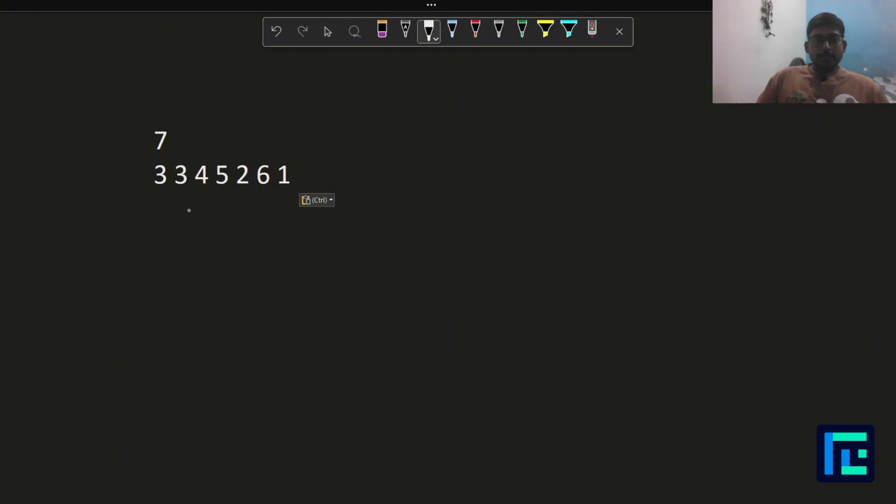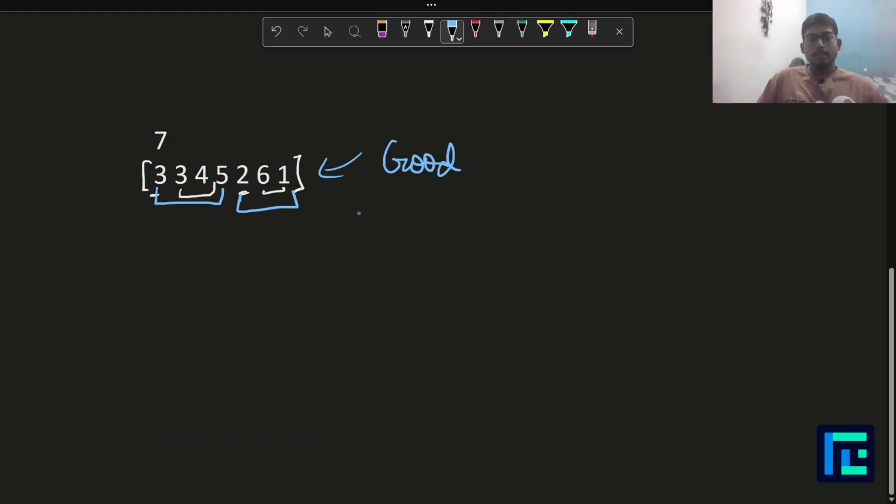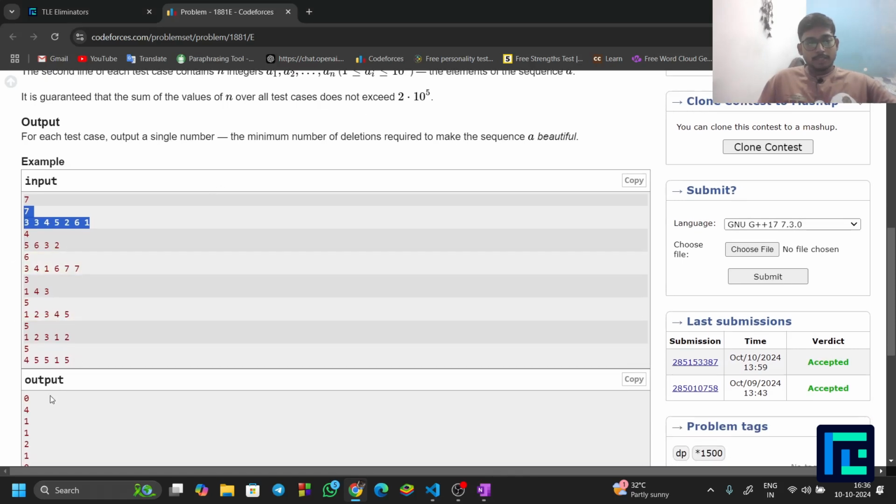In the first test case, you can see there's a 3 and then 3 elements. So these 4 elements form a single block, and then there's a 2 and then 2 elements. So these 4 form another block. So this is already a good sequence. So 0 removals are required. No removals in this sequence are required. The minimum number of removals required is 0. So this is already a good sequence with 0 removals. The answer for this is 0.